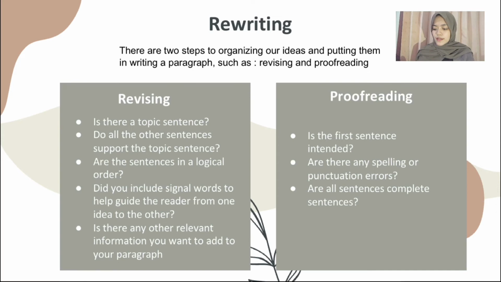The first one is, is there a topic sentence? The second is, do all the other sentences support the topic sentence? The next is, are the sentences in a logical order? Number 4 is, did you include signal words to help guide the reader from one idea to the other? And the last one is, is there any other relevant information you want to add to your paragraph? And the last step is proofreading.